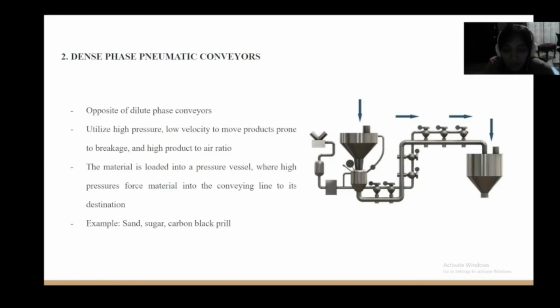Dense phase pneumatic conveyors are the opposite of dilute conveyors as they utilize high pressure, low velocity air to move products prone to breakage, with a high product to air ratio. The material is loaded into a pressure vessel where high pressures force material into the conveying line to its destination. Dense phase conveyors are therefore much slower than dilute phase varieties but are also much easier on the material. Examples of materials they convey are sand, sugar, and carbon black.